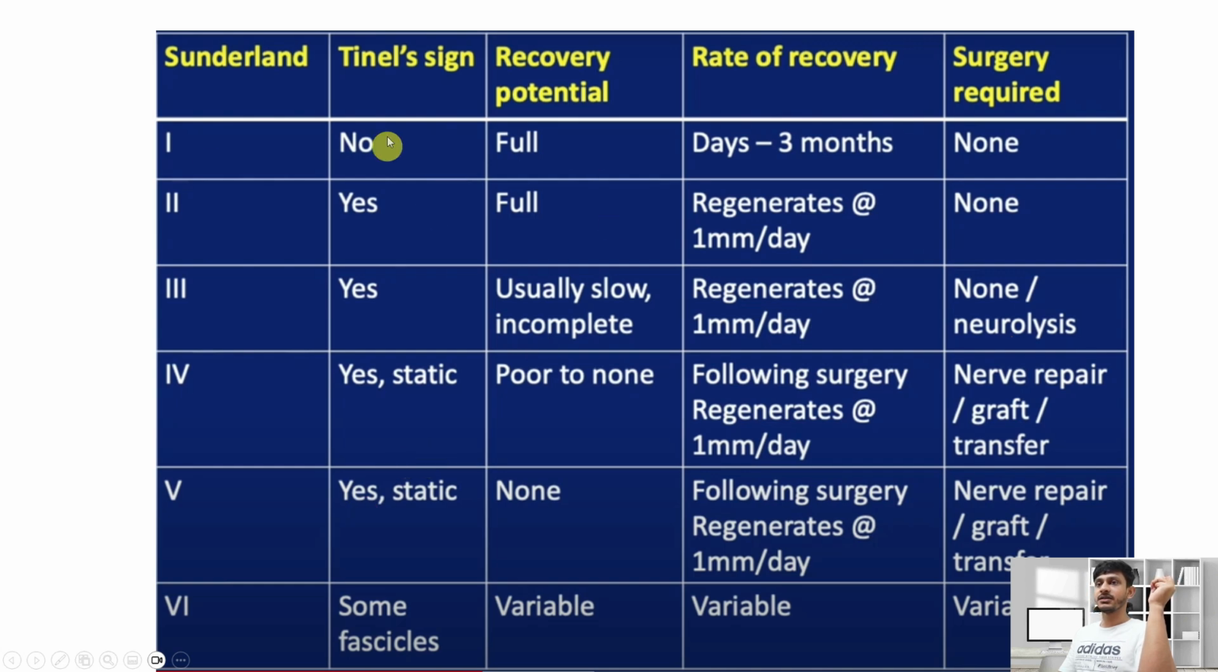Recovery potential in Sunderland 1 and 2 is full. Grade 3 is usually slow, complete only very rarely, but mostly incomplete. In grades 4 and 5, the recovery is almost nil. The only way they will recover nerve function in 4 and 5 is nerve repair, graft, or transfer.